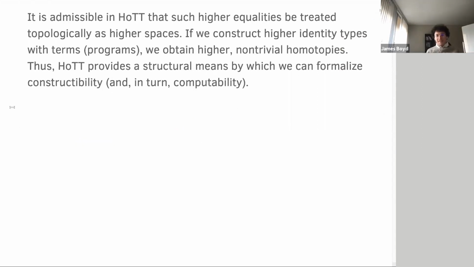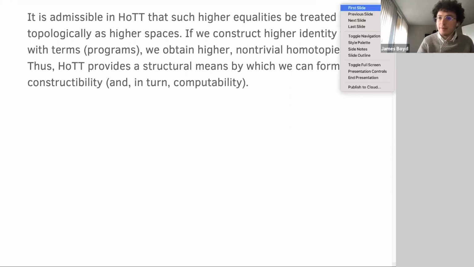So it's admissible in homotopy type theory that such higher equalities or identities be treated topologically as higher spaces. And if we construct higher identity types with terms programs, we obtain higher non-trivial homotopies. Thus, HoTT provides a structural means by which we can formalize constructability and in turn, computability. So you can take stock, you can take account of what you can construct and how you can construct it, the different ways in which you can construct it, and establish different identities between your constructors. It can continue, so long as it's computable, it can continue to these higher non-trivial homotopies.